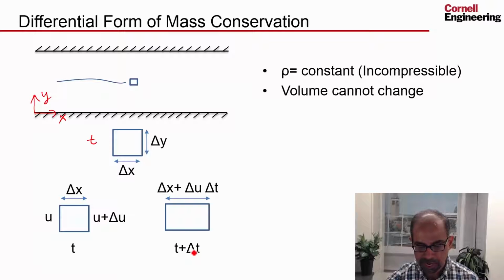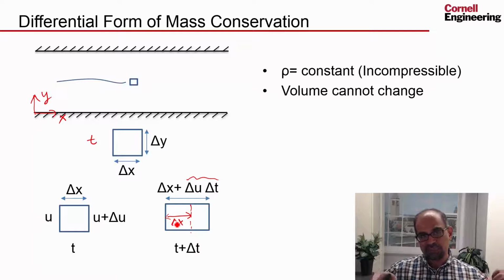So after a small time delta t, this has moved with respect to that, and it's moved by an amount given by the relative velocity times the time increment. So the original dimension, let's say, was somewhere over here. So that was the original dimension. So essentially, what's happening is that the fluid particle is getting stretched.